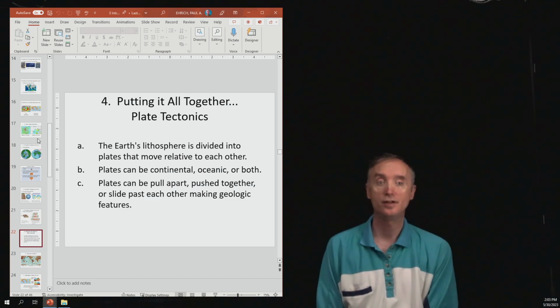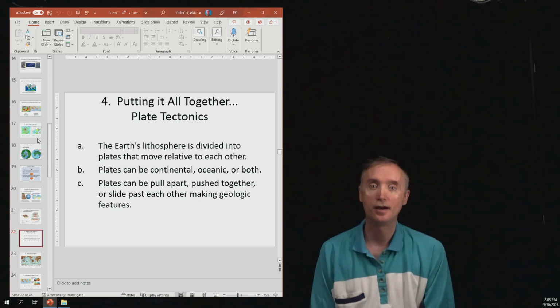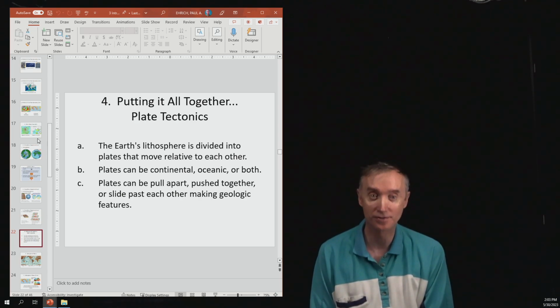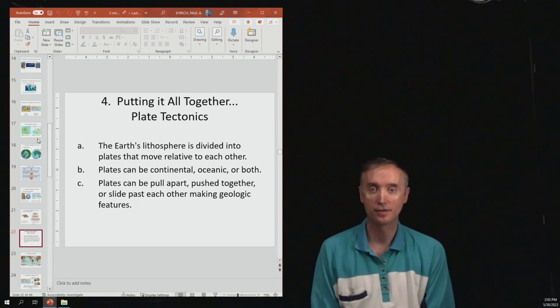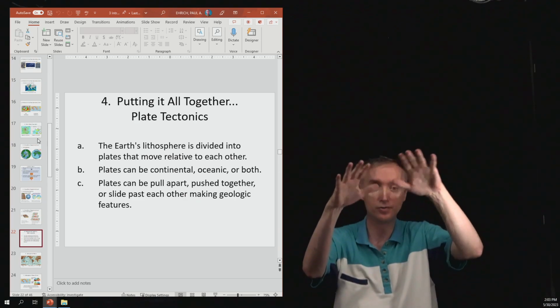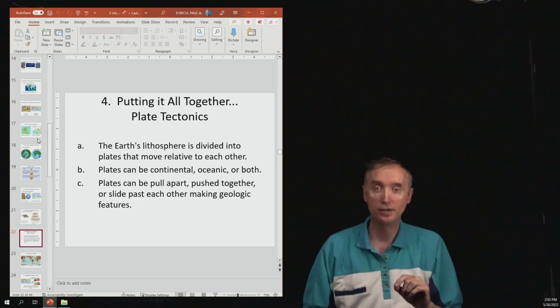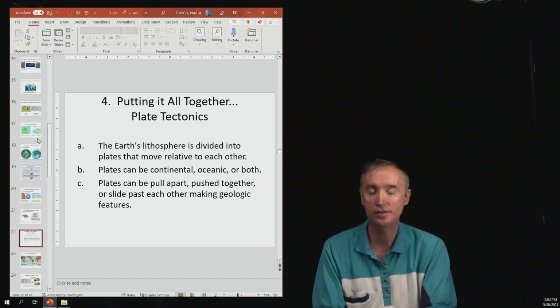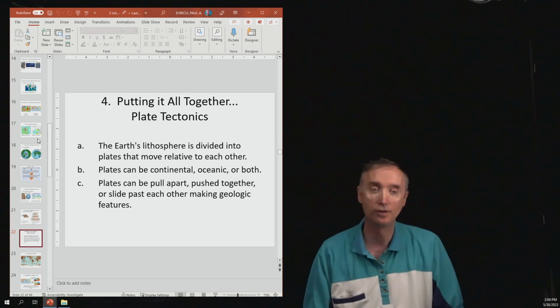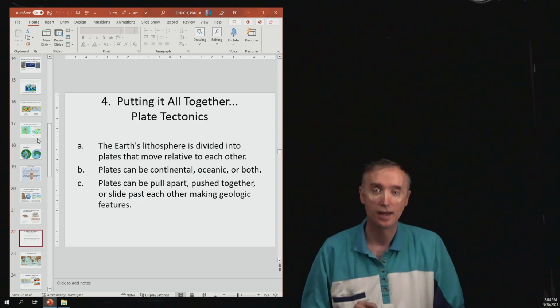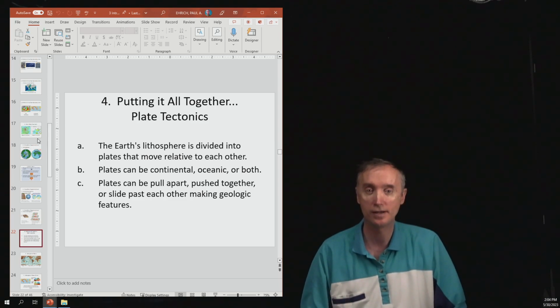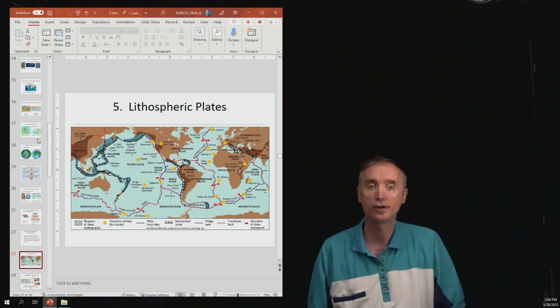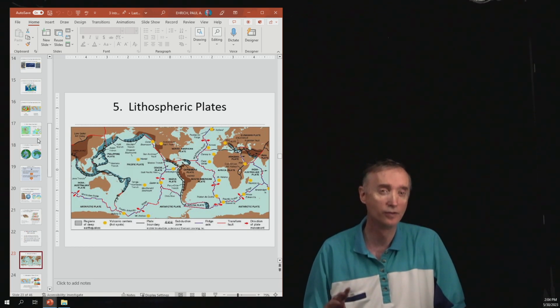Okay, so now that we've seen what the evidence for plate tectonics is, now we want to talk about what plate tectonics is. Here is a summary of it: the Earth's lithosphere, the topmost layer of the Earth, is broken up into thin plates that are constantly in motion. The plates can be composed of continental lithosphere, or oceanic lithosphere, or both. And these plates can be pulled apart, pushed together, or slide past each other, making different kinds of geological features. So here are our lithospheric plates, and there are roughly 12 of them.